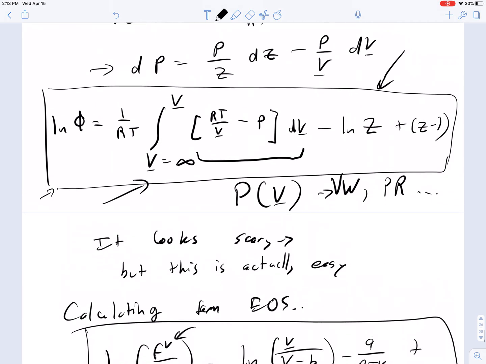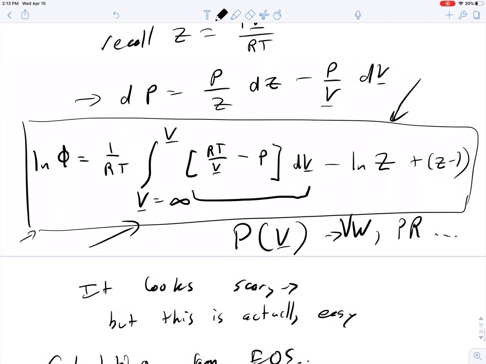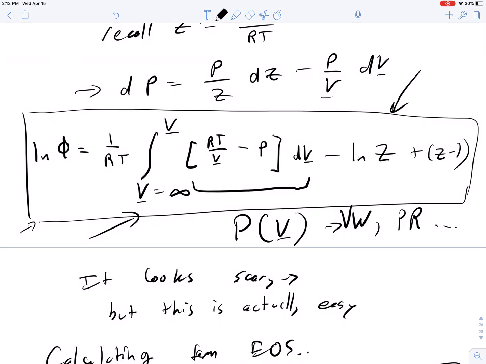So the most important takeaway from this is that this equation is not scary, and that this is a very easily codable and calculatable quantity that we will use in a very short project to calculate the coexistence curves.